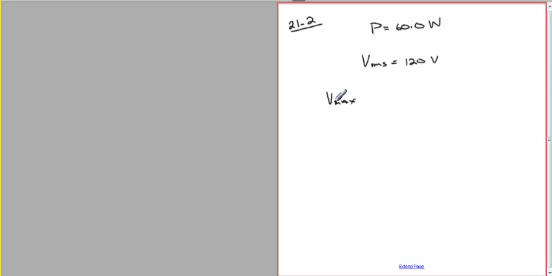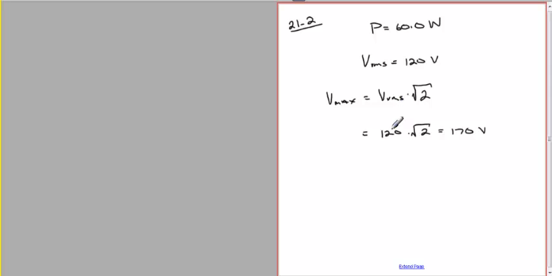The maximum voltage is equal to the RMS voltage times the square root of 2, or the RMS is the max divided by the square root of 2. So all you do is take the RMS and multiply it by the square root of 2. 120 times the square root of 2 is equal to 170. So it's 170 volts peak.